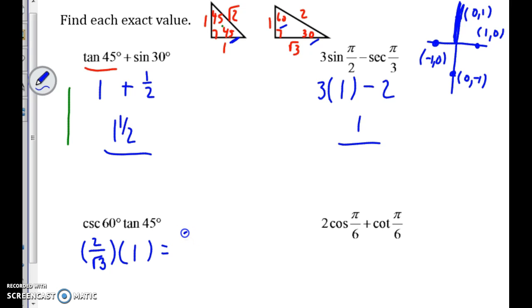Multiplying these, I get 2 over the square root of 3. Again, you can rationalize that if you want to, but I don't need you to. Last one, 2 times the cosine of pi over 6. Pi over 6, that's 180 over 6, that's 30 degrees.